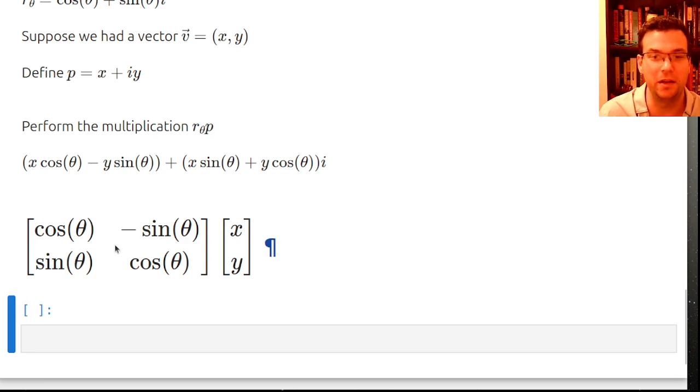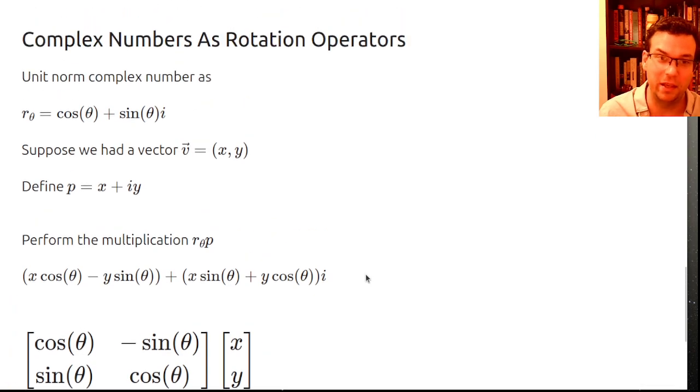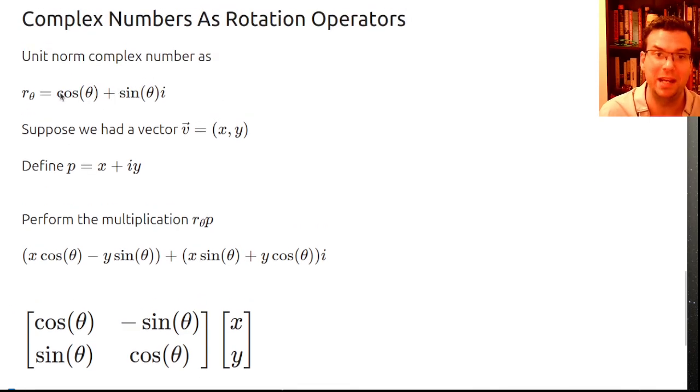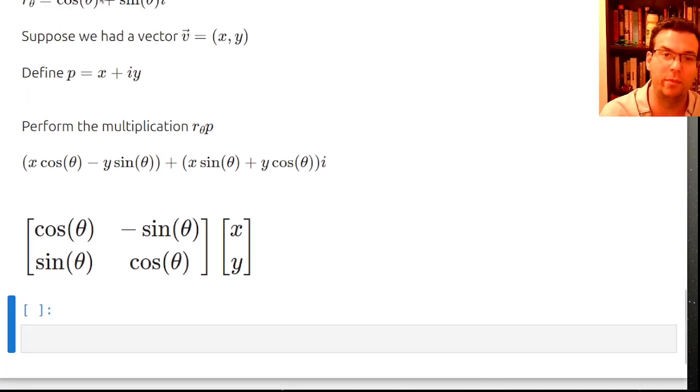And then if I do sine of theta times x, so we get x sine theta plus cosine theta times y. Well, guess what? That's the imaginary component. So what you see is if you write this particular complex number, I'll think of it as a rotation operator. This is some complex number that if I multiply by another complex number where I've embedded some vector that I want to rotate, and I just do the multiplication, then I'll get the rotation by this angle, counterclockwise.